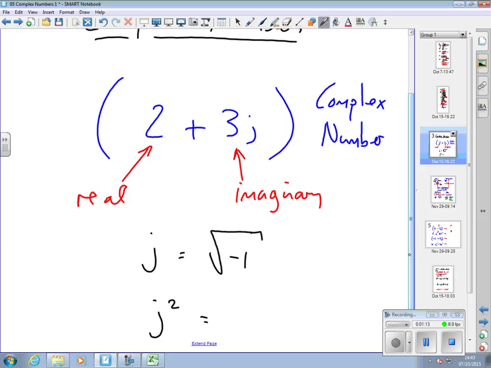Remember, j is the square root of -1, so that means j squared is -1. So with that in mind, let's have a look at how we can represent these complex numbers. I'll show it to you and then I'll pause while you just write it down. I'd rather you weren't writing while I was trying to explain it. Let's just have a look at these.